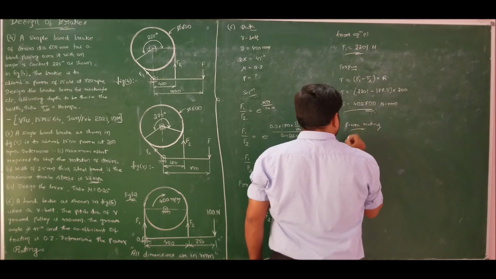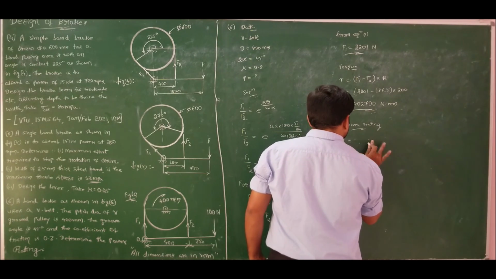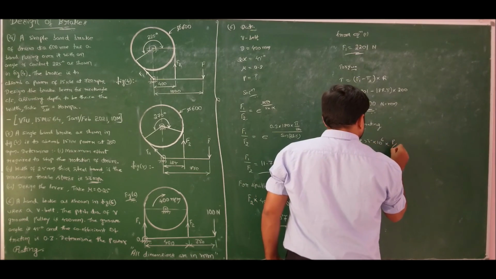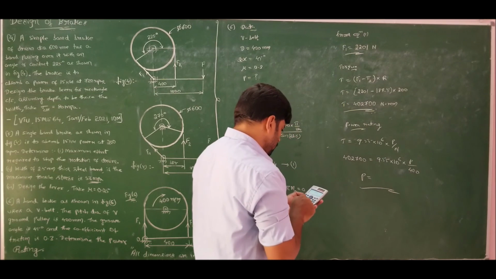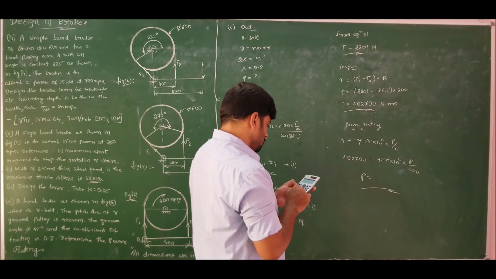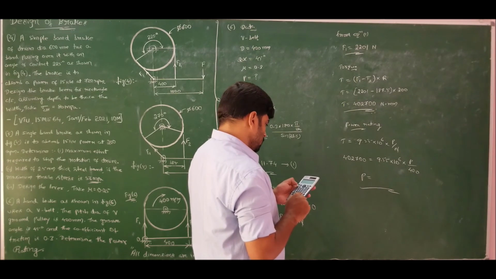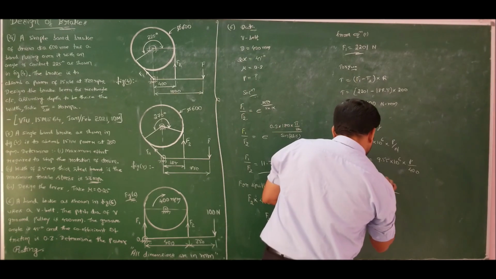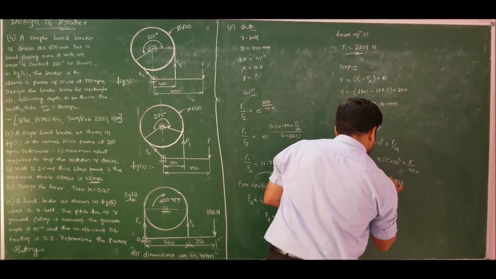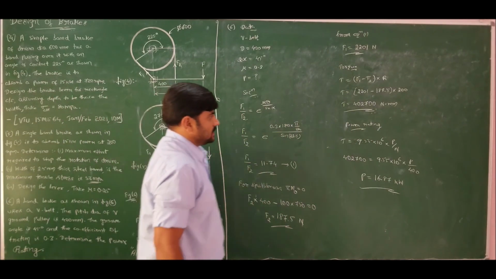So therefore, finally we have the power rating for this problem. As we know that torque is equal to 9.55 into 10 to the power of 6 into kW by N. Hence the power rating for this problem is equal to 9.55 into 10 to the power of 6 into kW by N is 400. So if I solve, I get the power rating for this problem as 16.87 kilowatts. So the solution for this problem is 16.87 kilowatts.